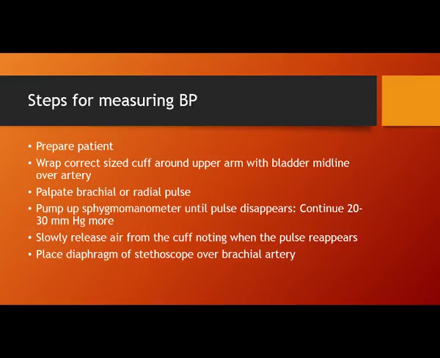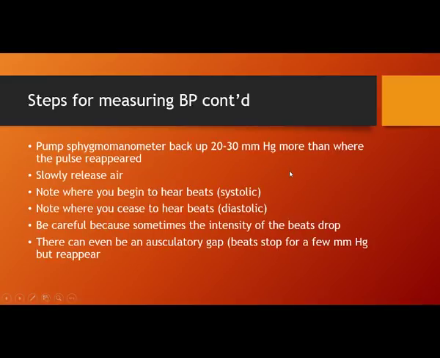Then you're going to put the diaphragm of the stethoscope over the brachial artery, and you want to have it firmly pressed, not so much as to occlude the pulse, but pressed firmly enough that all of the diaphragm is touching skin. Then you pump it back up to about 20 or 30 more than that systolic that you just palpated. Slowly release the air, and then notice when you begin to hear beats.